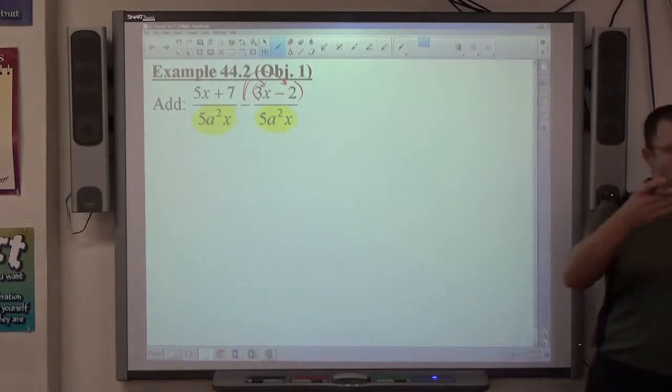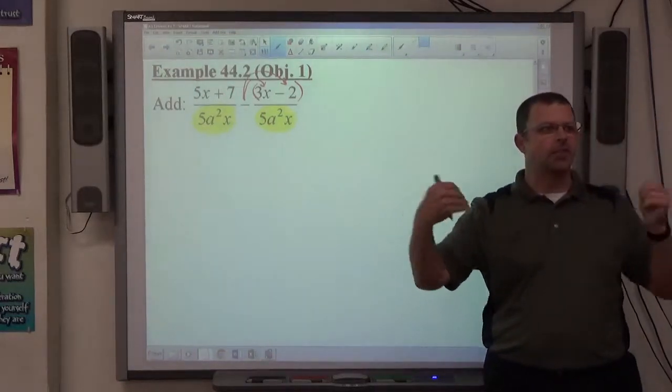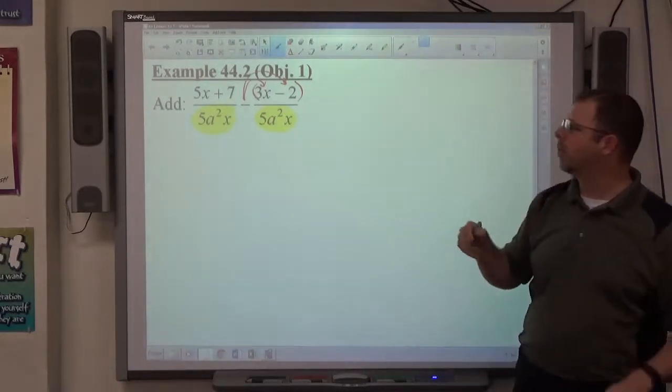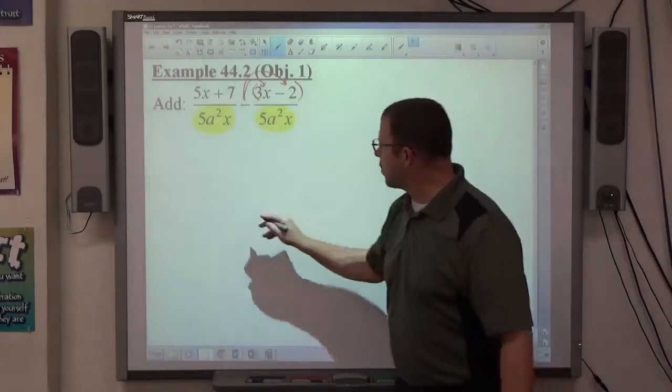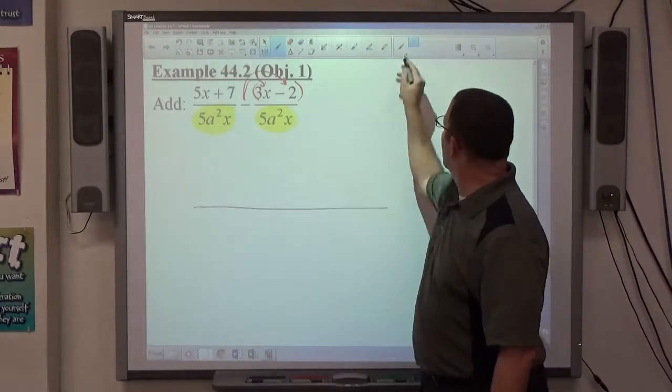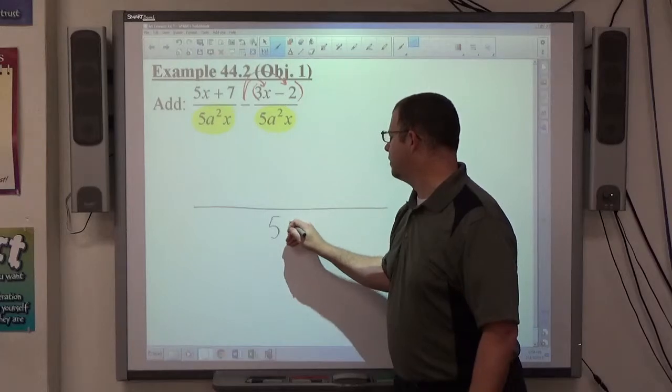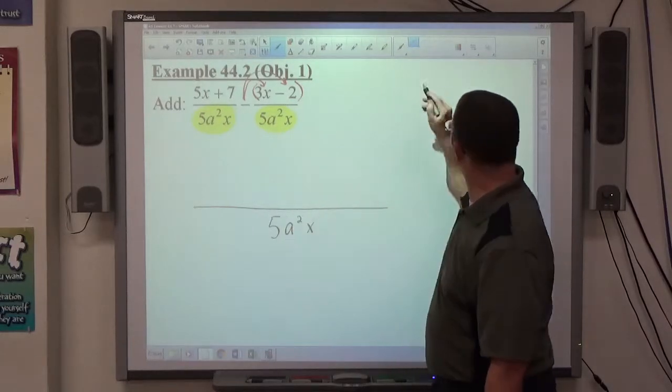So you'll have more than one thing in the numerator. There's a minus sign in front of the fraction. That minus sign goes all the way through. So when I take a look at this problem, my 5a squared x is on the bottom. I'm just going to go ahead and write this.